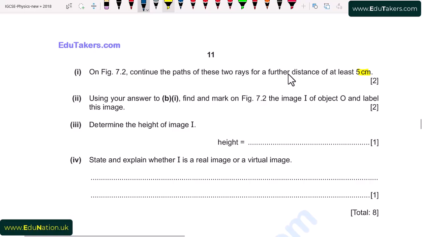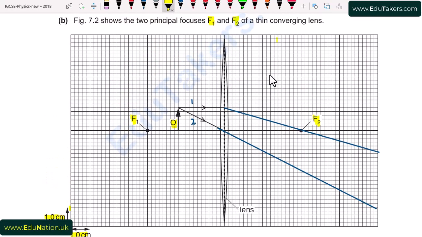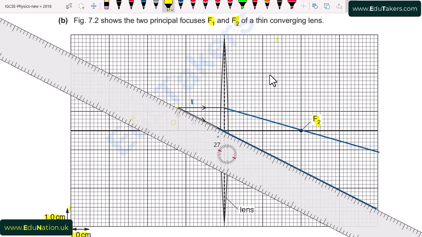Part 2. Using your answer to part 1, find and mark on figure 7.2 the image I of object O and label this image. First of all, we can see that these rays do not meet at a single point. It means that there is no real image formation. So we can form the image by extending these rays backward. So I am going to draw. I extend these rays in the backward direction.